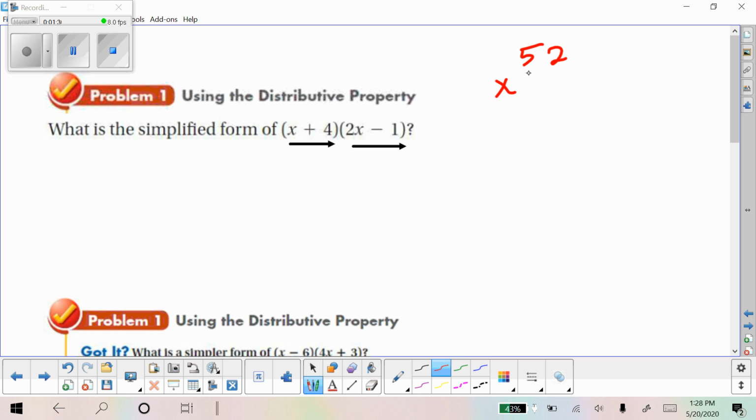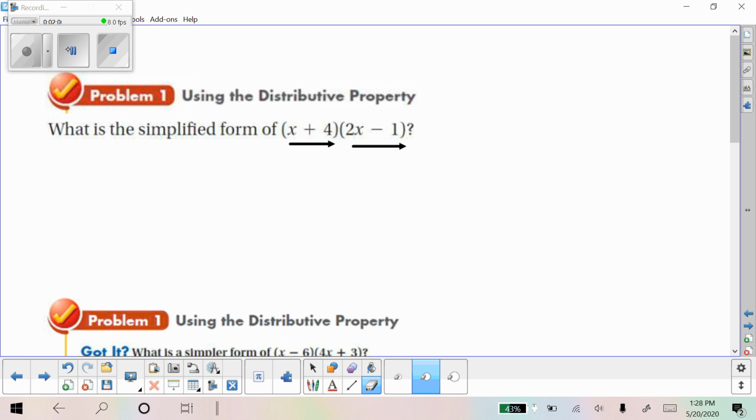Just so you can relate, let's say we're doing 52 times 61. You don't think that there's four parts to that multiplication problem, but there actually is. There's the 1 times the 2, the 1 times the 50, the 6 times the 2, and the 6 times the 50. There's actually four parts there. Similarly, we're going to have four parts when we do a product like this.